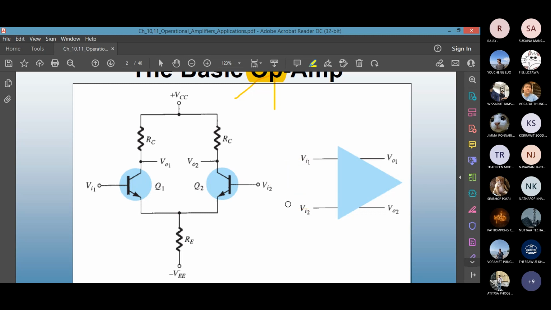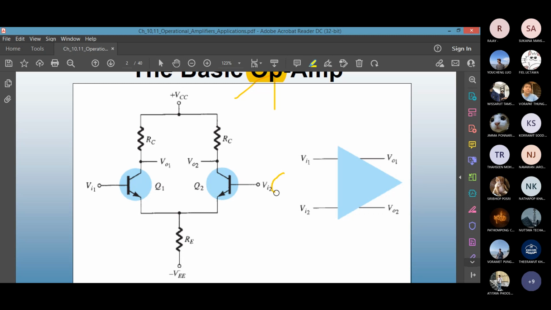Then there is a third input mode. We call it the common mode input. By the way, for double-ended input, you can also draw separate inputs, just like I did before. What about the common mode input? For the common mode input, both inputs have the same input signal and same polarity.